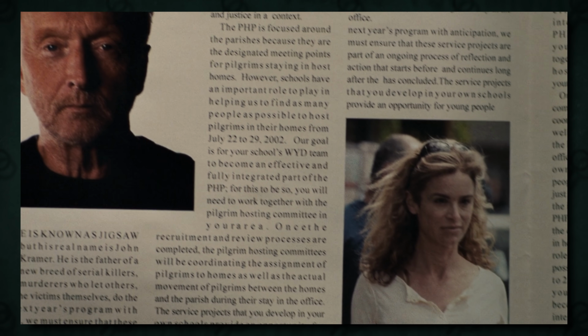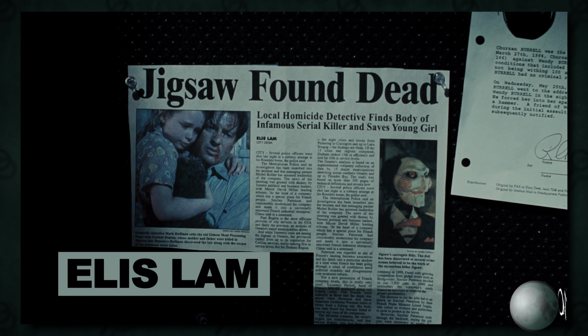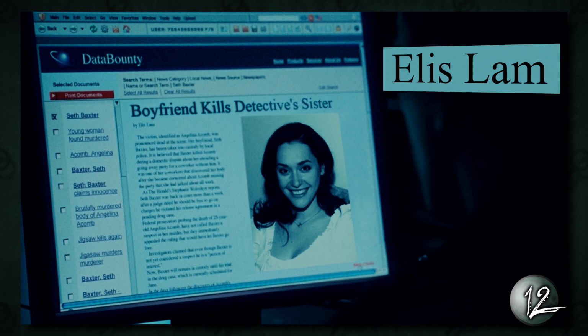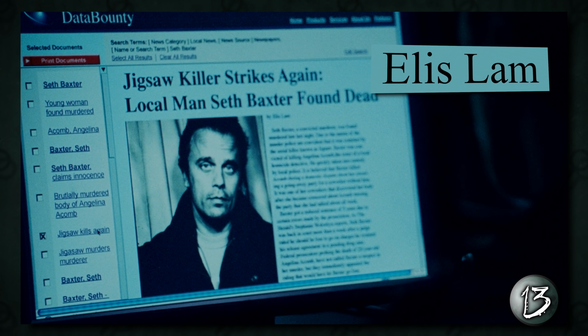As far as characters who never appear on screen, Elise's is one of the biggest, because she not only wrote this magazine article, but also the newspaper article announcing Jigsaw's death, the article about the death of Hoffman's sister, another article about Angelina's murder, and one about the death of her killer, Seth Baxter. But there are a couple unseen Easter egg characters that are even more interesting than Elise.